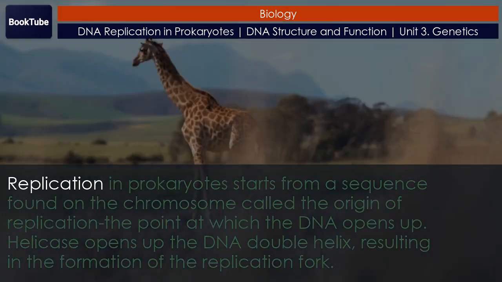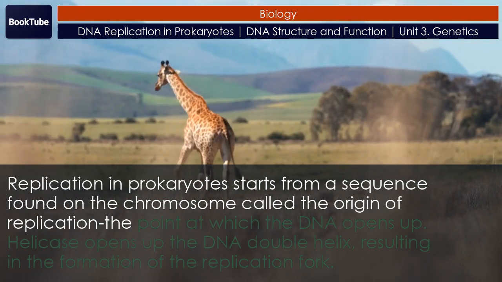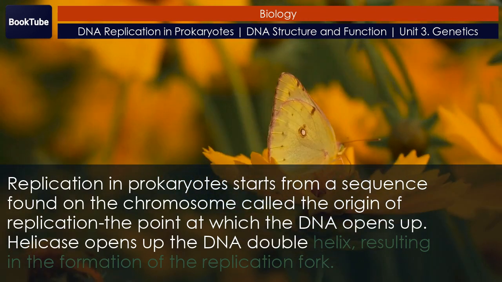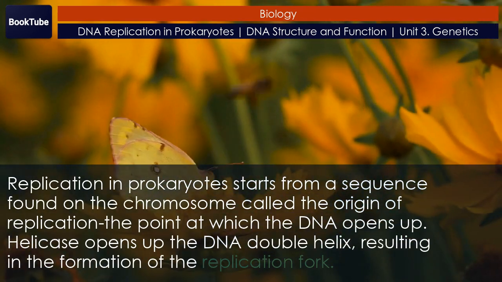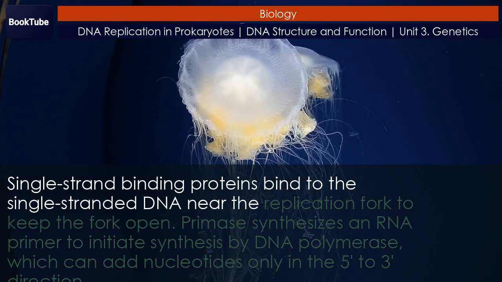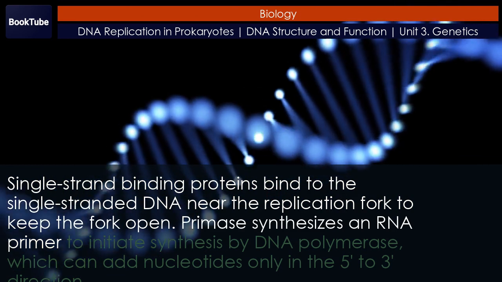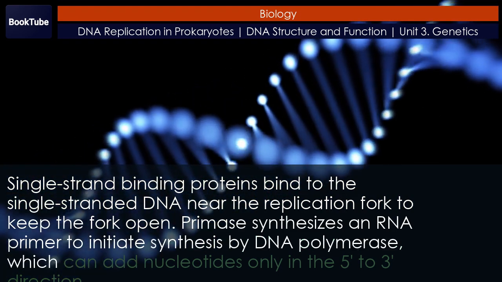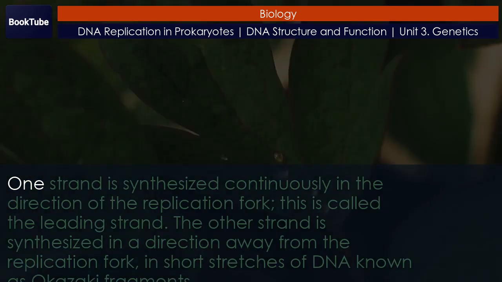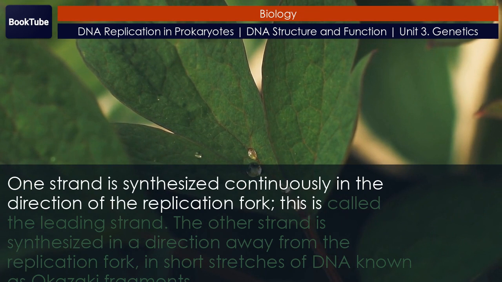Section summary. Replication in prokaryotes starts from a sequence found on the chromosome called the origin of replication, the point at which the DNA opens up. Helicase opens up the DNA double helix, resulting in the formation of the replication fork. Single-strand binding proteins bind to the single-stranded DNA near the replication fork to keep the fork open. Primase synthesizes an RNA primer to initiate synthesis by DNA polymerase, which can add nucleotides only in the 5' to 3' direction. One strand is synthesized continuously in the direction of the replication fork. This is called the leading strand.